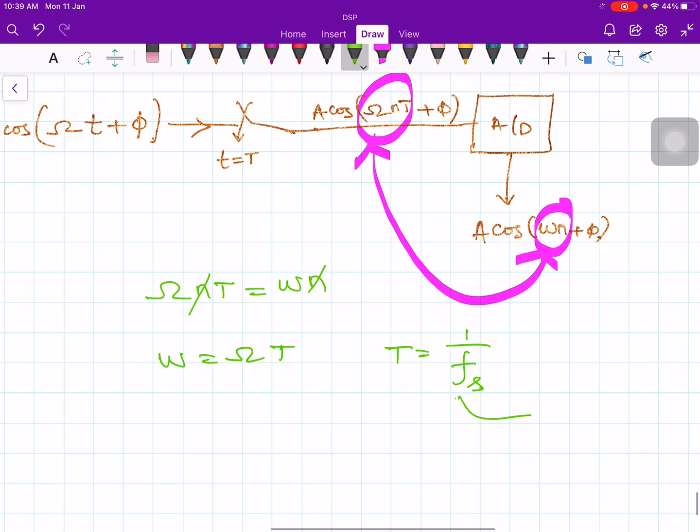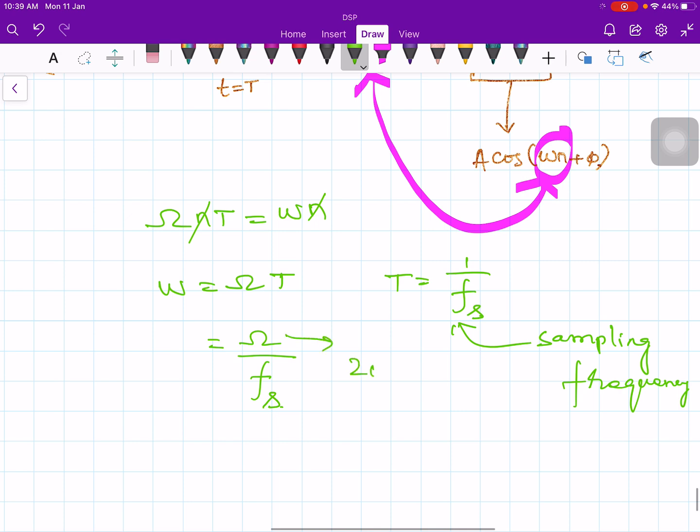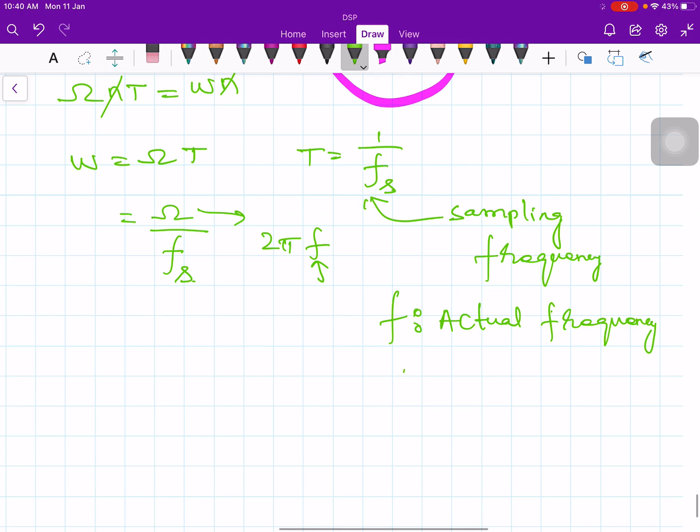And in the previous class I said this T is nothing but 1 over the sampling frequency, Fs. What is Fs? Sampling frequency. The rate at which you are taking the samples. Therefore, I can write this omega divided by Fs. Now this omega I can write as 2 pi f, and this f is the actual frequency of the analog signal, actual frequency of the analog signal in hertz.